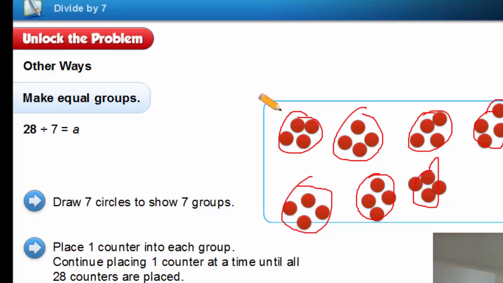All right, I'm back. Whew, that took forever it seems like, but that's okay. So we made our 7 groups and I placed 1 counter in each group, keeping them equal groups, and I counted up to 28 and we used all 28 counters. There are 4 counters in each group, so 28 divided by 7 again equals 4.